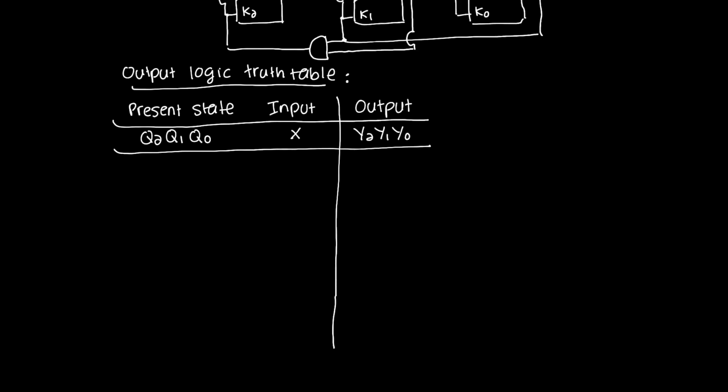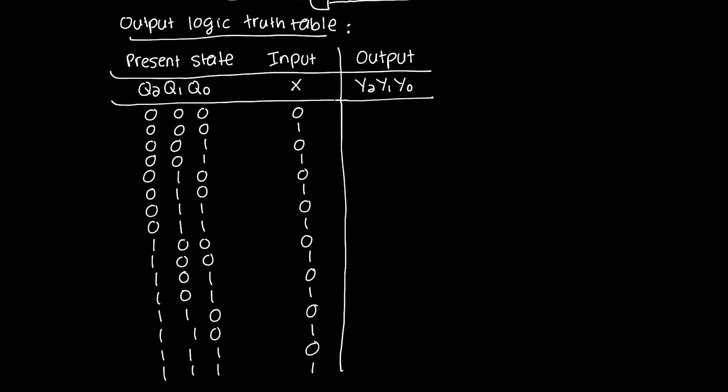So as you can see, I have 2 to the 4, 16 possible permutations of Q2, Q1, Q0, and X, 4 binary variables. So I have 2 choices, they're binary, for each of these variables, and I have 4 of these variables. So that gives me 2 to the 4 possible combinations. And so I filled out all possible combinations. So I have 16 possible permutations of present state and X.